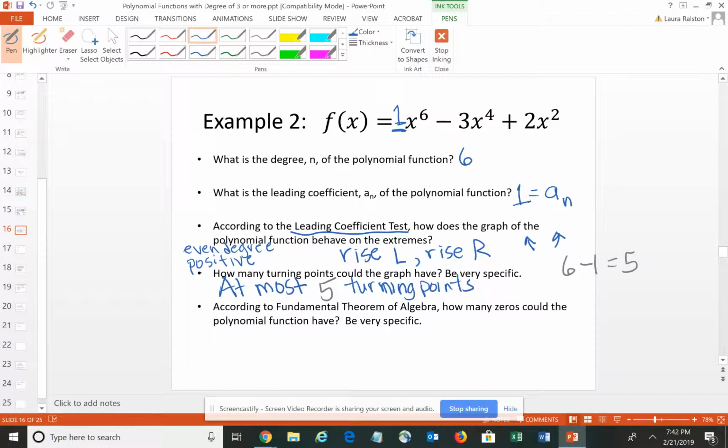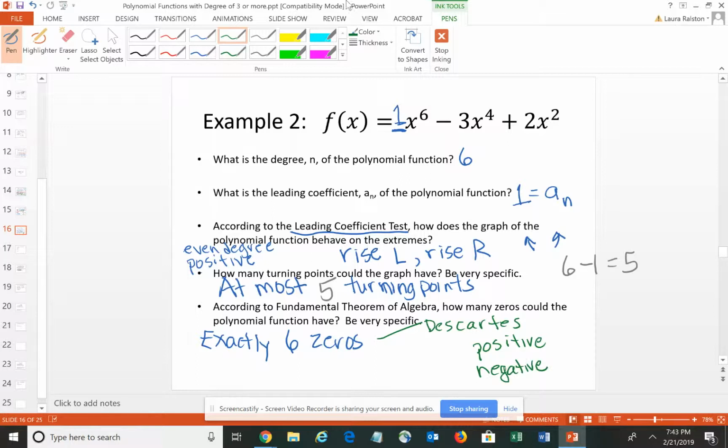And then the fundamental theorem of algebra tells me I'm going to have exactly 6 zeros. And then I'm going to use Descartes' rule of signs to get a sense of how many of those are positive and how many of them are negative.